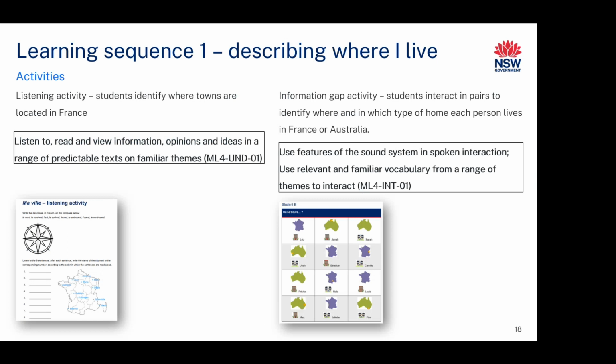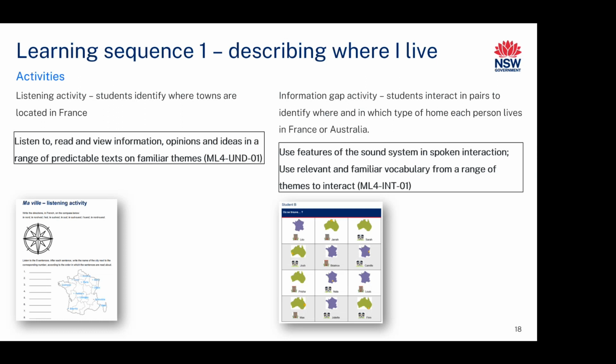These are the next activities: a listening activity, where students identify where towns are located in France, and an information gap activity, which is an excellent way to address the interacting outcome. In this activity, students interact in pairs to identify where each person lives in France or Australia. Student B has information that student A does not have, indicated by yellow crosses on the maps, and vice versa. So they must interact to find out the required information.